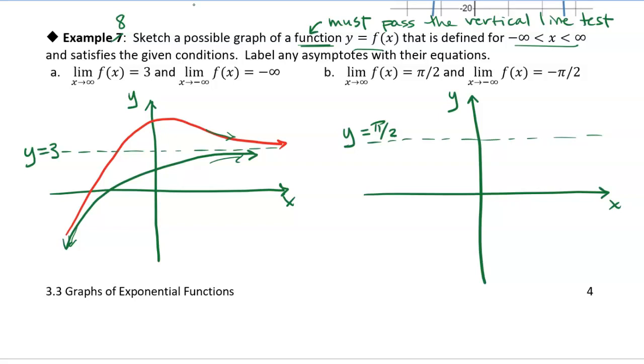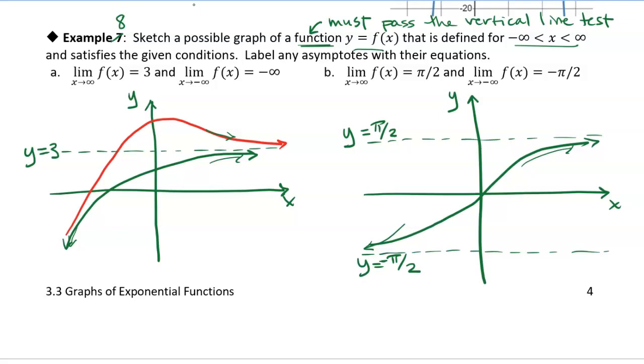And when x approaches negative infinity, it approaches negative pi over 2. So let's draw another asymptote. I'm just going to draw a dotted line to represent the asymptote. This is the line y equals negative pi over 2. So as x approaches positive infinity, the asymptote is pi over 2, so it's going to approach like that. Down here, as x approaches negative infinity, it approaches negative pi over 2. So one possible function would be something that goes like that. We could have a function that looks like that.